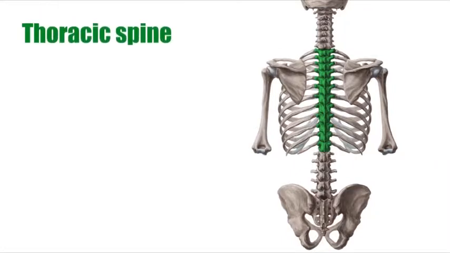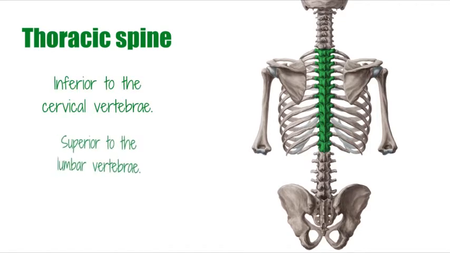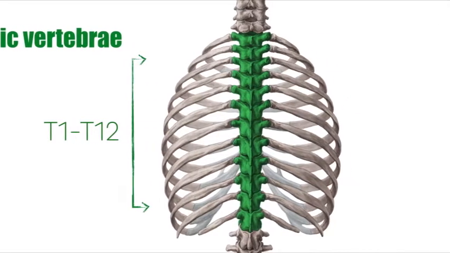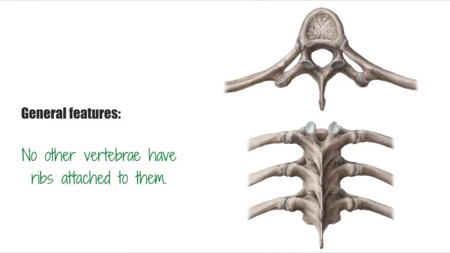Now let us see the thoracic spine, shown in green color in this image. The thoracic spine is located in the middle section of the vertebral column, inferior to the cervical vertebrae and superior to the lumbar vertebrae. There are 12 thoracic vertebrae denoted as T1 to T12. Their size is larger than the cervical vertebrae but smaller than the lumbar vertebrae. Each of the 12 thoracic vertebrae has a pair of ribs attached to it. This is unique because no other type of vertebrae has ribs attached to it.